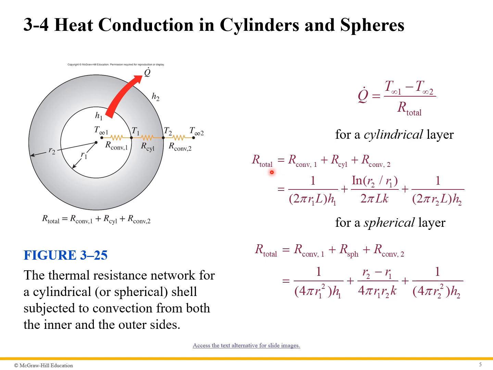For the case of the cylinder, the total resistance is equal to the convection resistance from the center to the inner surface, our convection 1. Then we have the resistance of the cylinder, and then finally we have the resistance from the outer surface of the sphere or cylinder to the outside. So we can write this and sum these up as before.